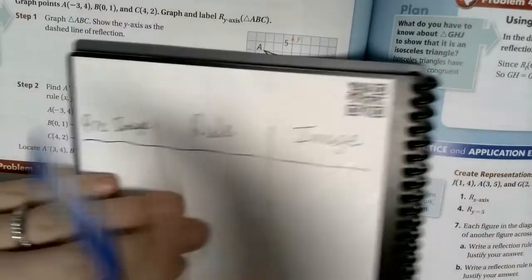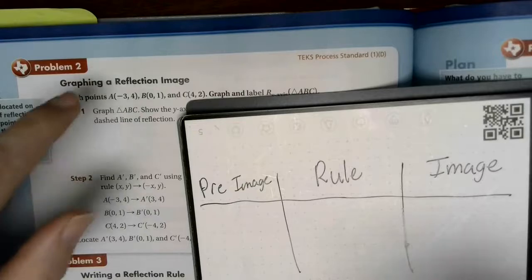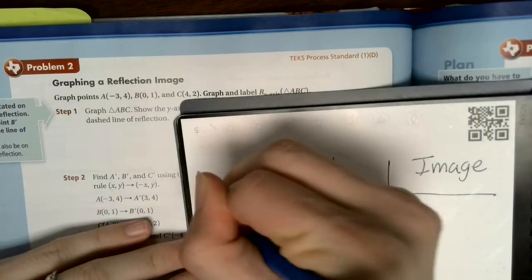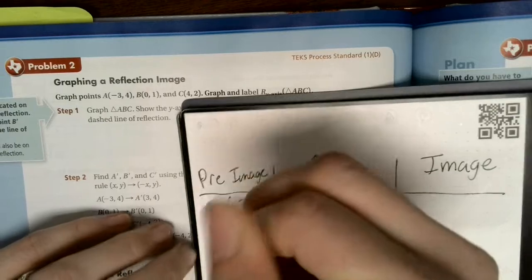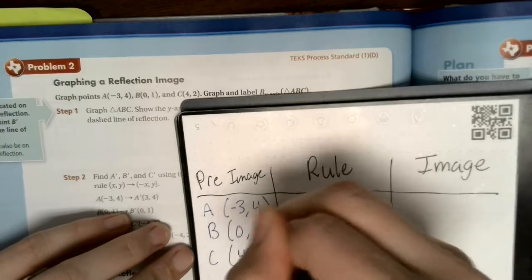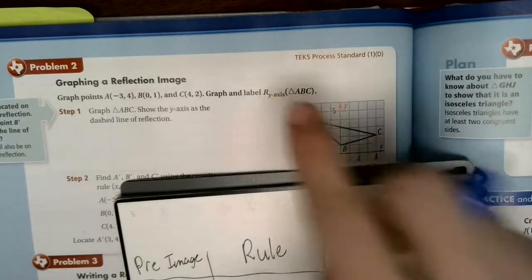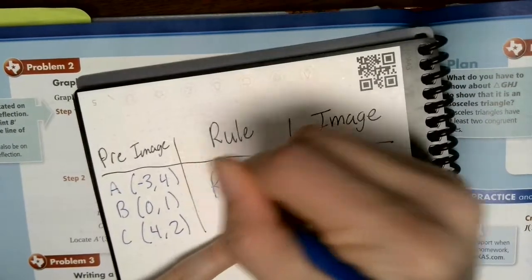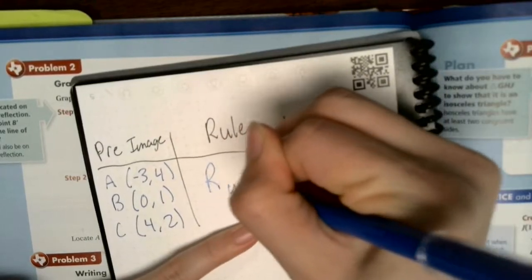So we write our pre-image of those points. Oh, it already has them written out for us, so we don't even have to figure them out ourselves. We have A is at -3, 4. B is at 0, 1, and C is at 4, 2. We didn't even have to figure those out. And it wants us to reflect, so we write the rule right here, reflect across the y-axis. That's what it says right there.